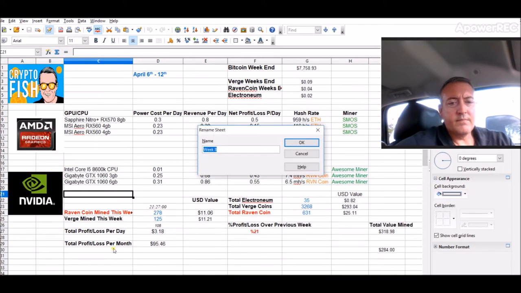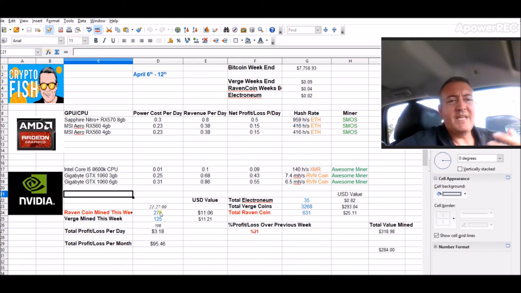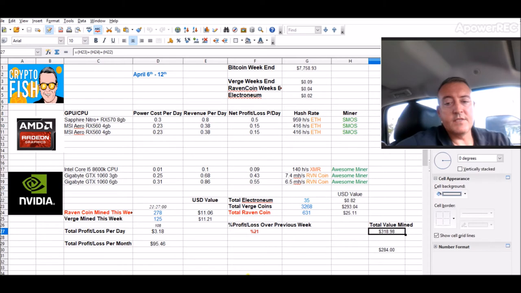Week eight. So week eight, it is 2 months officially in, and this is where I started recording total value mined. So at 2 months, I had made $318.98.